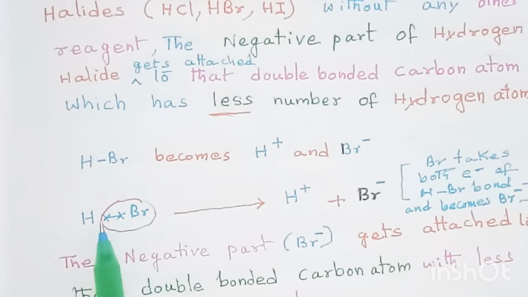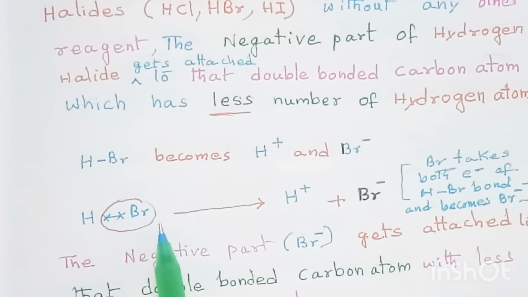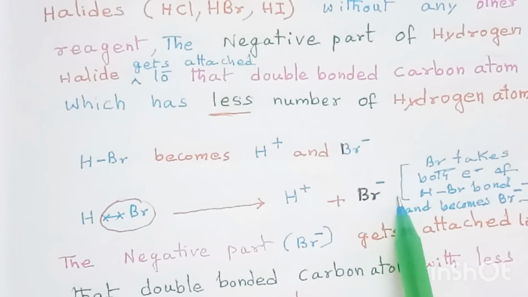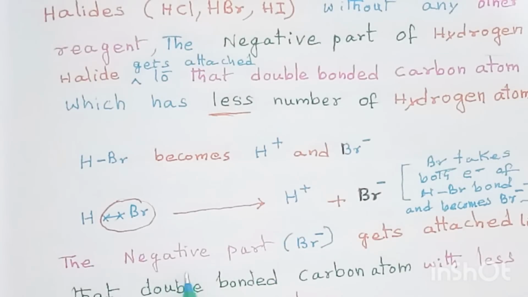In HBr, the bond is formed between hydrogen and bromine with 2 electrons. Bromine takes both the electrons and becomes Br minus because bromine is more electronegative. So it will take both electrons and form Br minus. So the left out hydrogen will become H plus.